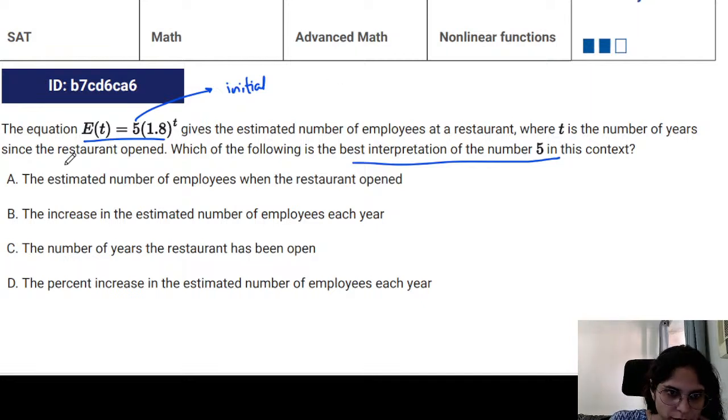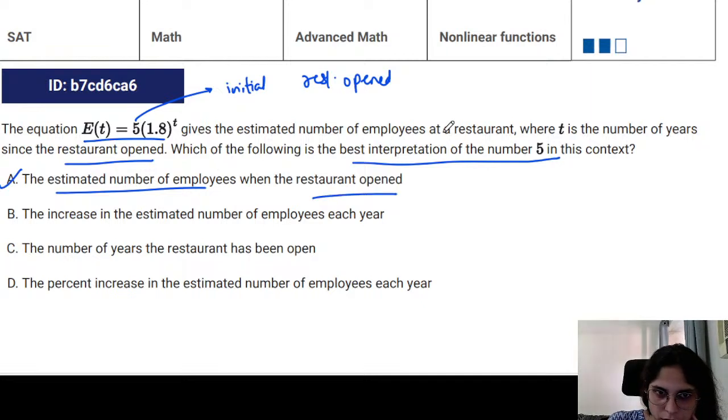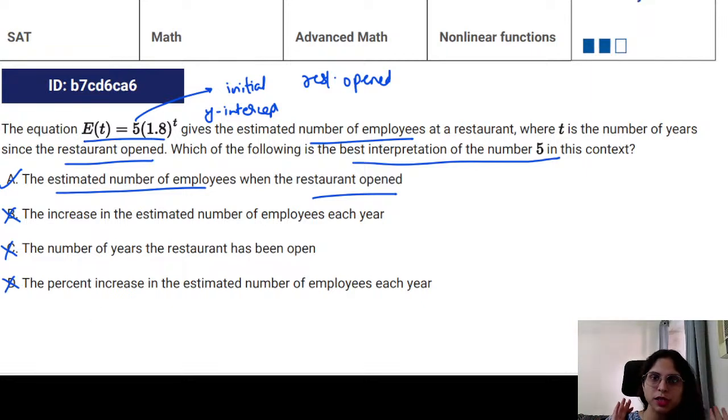So initial is what? When the restaurant opened. The estimated number of employees when the restaurant opened, that is the correct answer, because this is your y-intercept. So that means it talks about the number of employees. Increase in estimated, no, this is not increase. Number of years, no. Number of years is t, that's not this one. Percent increase, no, this is not percent increase. This is your initial value, that is how many employees were there when the restaurant opened.